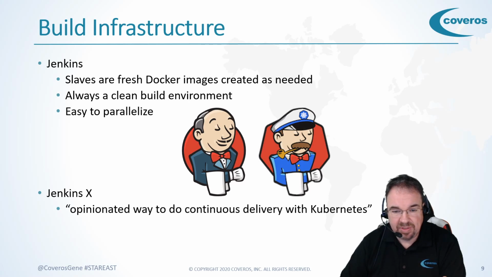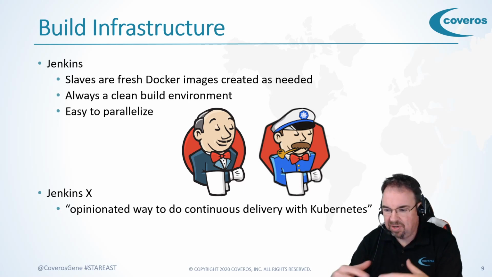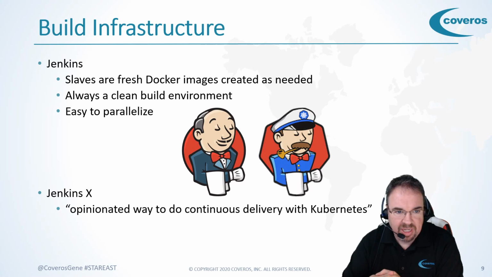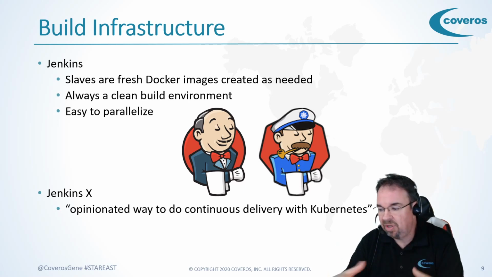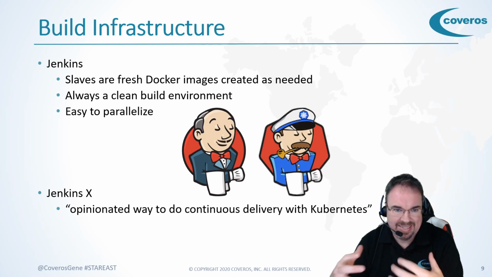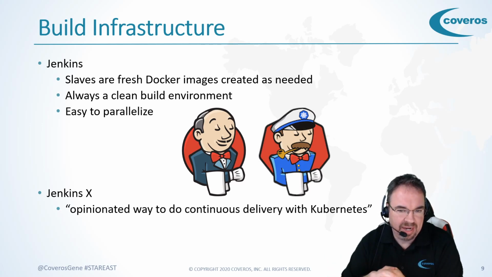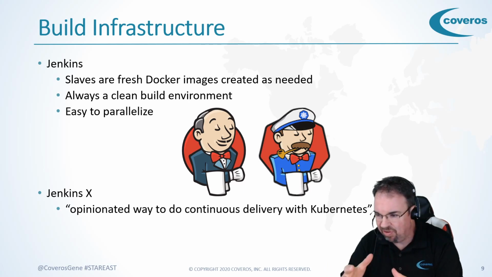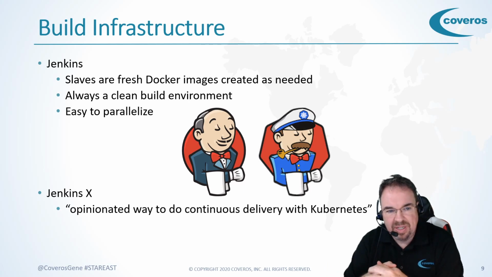Jenkins, those of you that use Jenkins as a continuous integration service, rather than standing up slaves to build on that are virtual machines, you can have slaves that are fresh Docker images. So every time you go to build, you're building on a brand new, clean system, right? It's a Docker container rather than a whole new VM, right? So you don't have stuff left over behind. It's always clean.